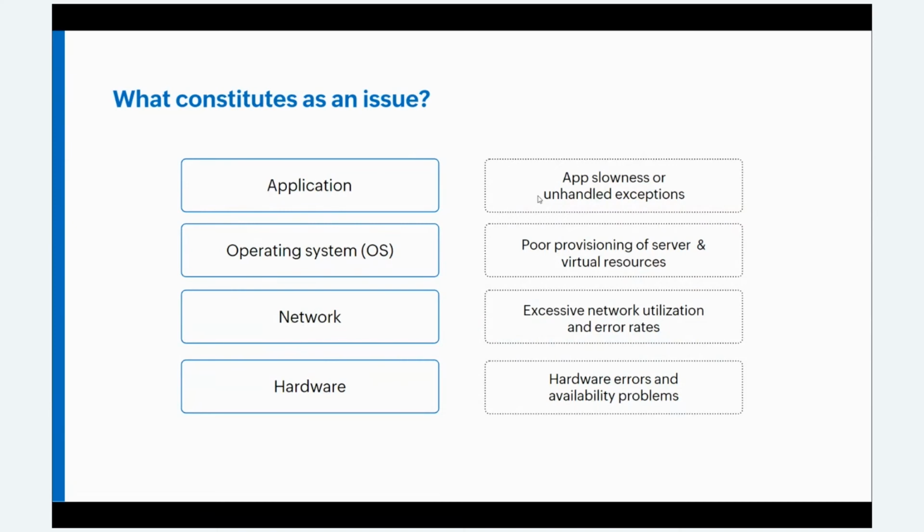Issues can basically occur at all levels and layers. At the application level, if there's app slowness, this might probably be due to some unhandled exceptions.